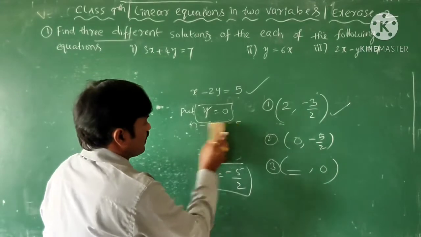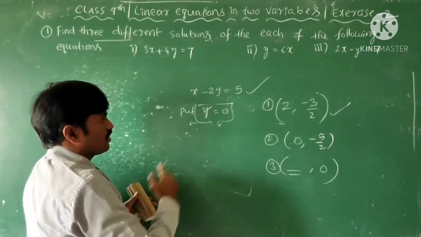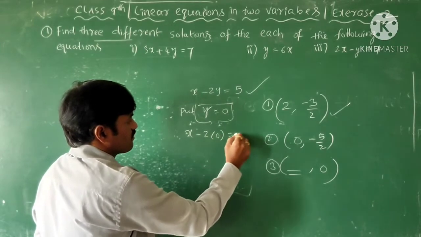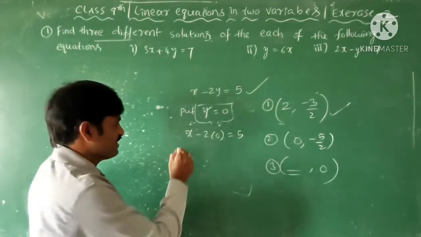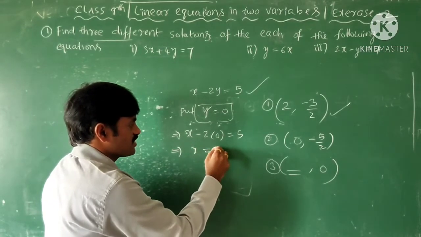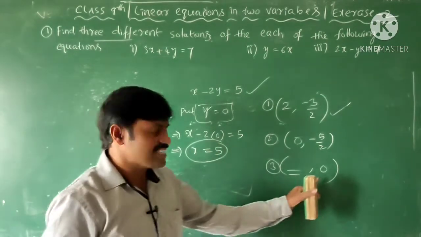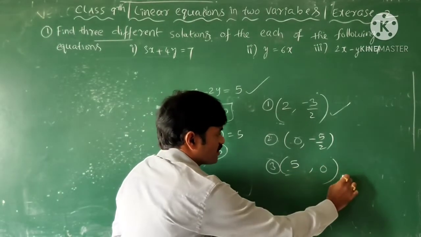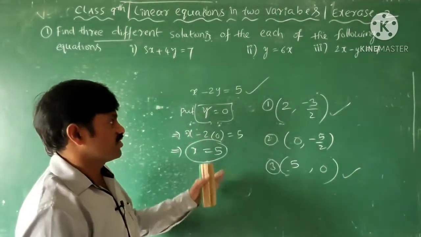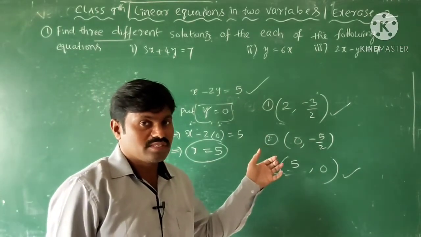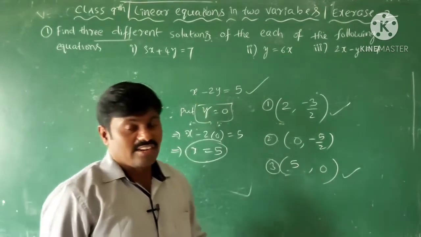Then what about its solution? So x minus 2 into 0 is equal to 5. Okay, clear? Now 2 into 0 is 0, so x is equal to 5. So for y is equal to 0, what is its corresponding value of x? 5. So 5 comma 0 is the third solution of this linear equation in two variables. So this is the way we have to find the solutions of a linear equation in two variables.